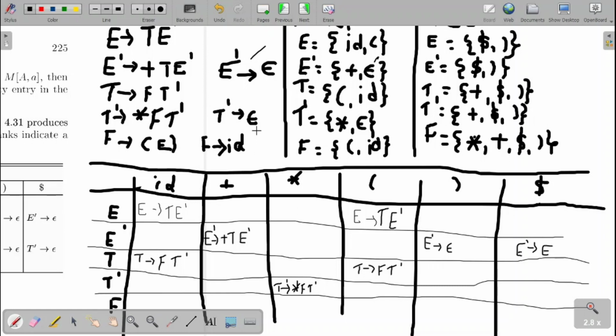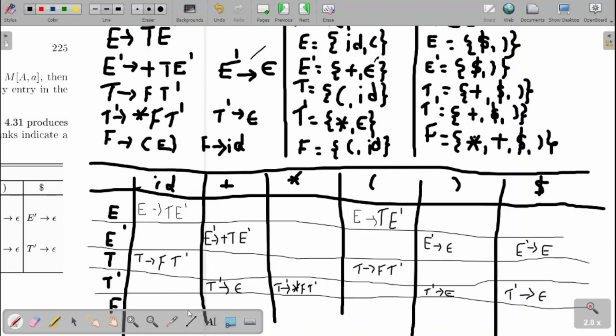Once I get the epsilon, go to the follow set. What is the follow set? For the plus, dollar and the closing. For the plus, we write that production. What is that one? T dash derives epsilon. Again for the closing, we write T dash derives epsilon. Again for the dollar, I will write T dash derives epsilon. Again, finished. Now we will go to the F.